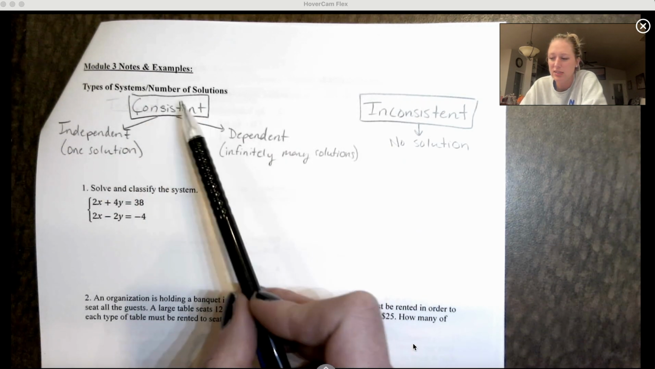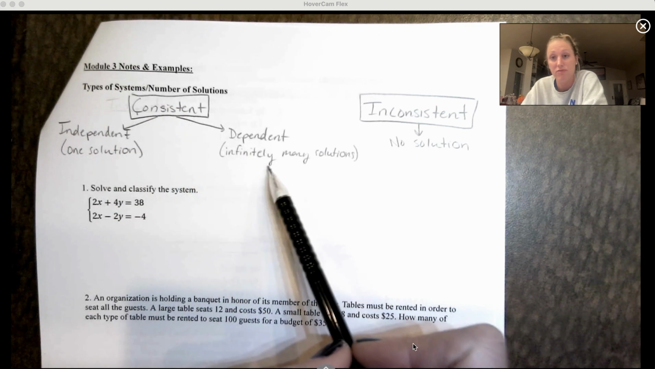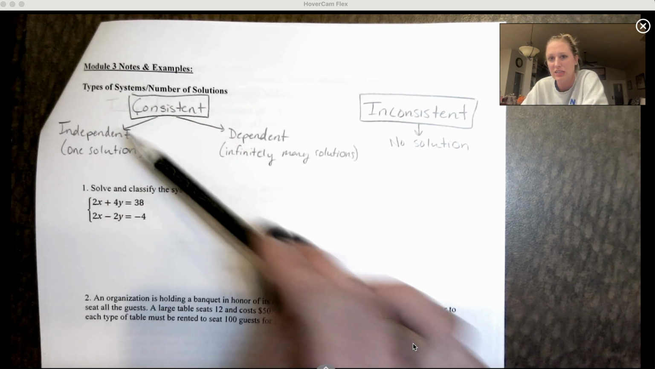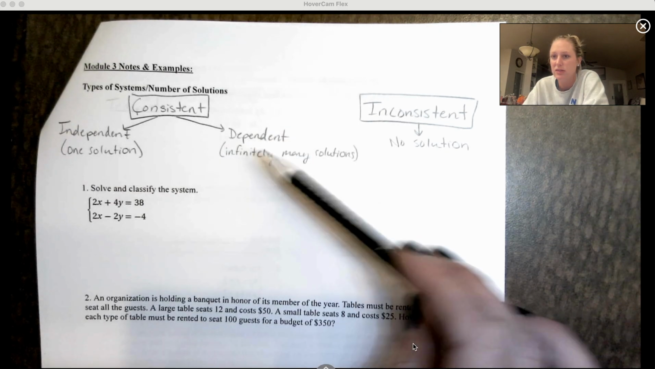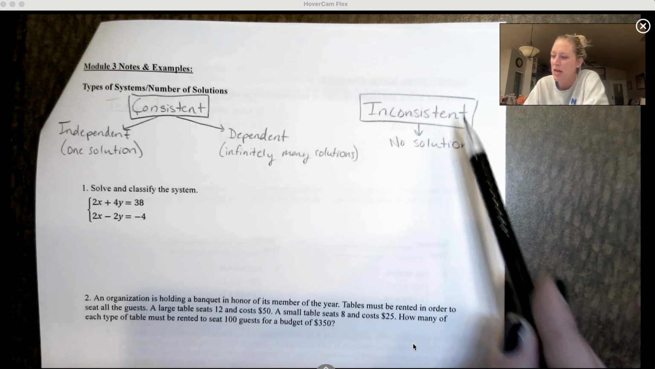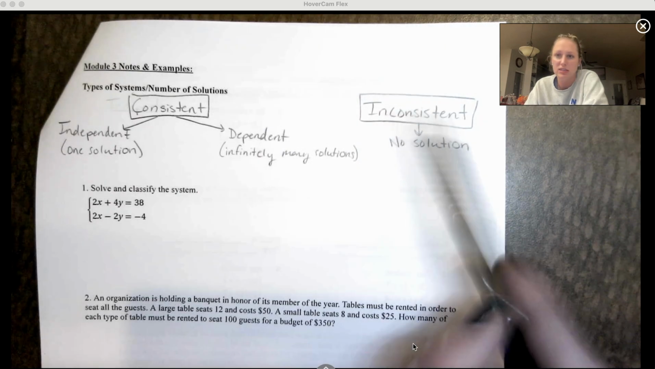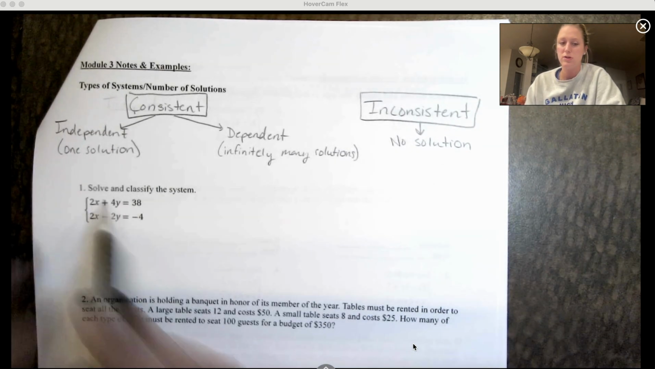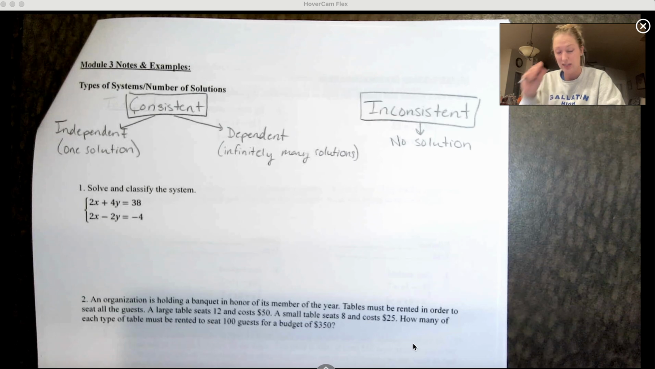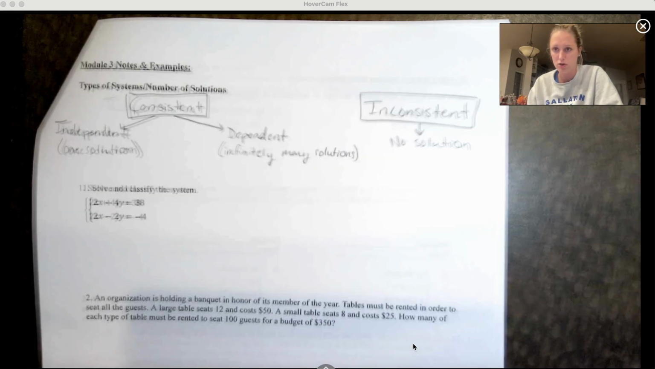So consistent systems can have one solution or infinitely many solutions. If it's one solution, we say it's an independent system. If it's infinitely many, we call it a dependent system. And if there's no solution, it is an inconsistent system. So we're going to solve this system here and classify it, meaning name it accordingly.